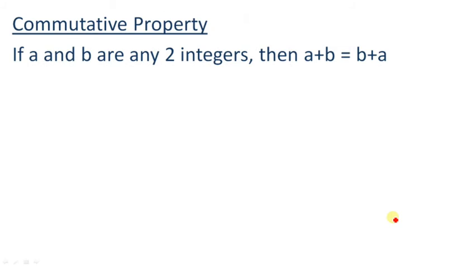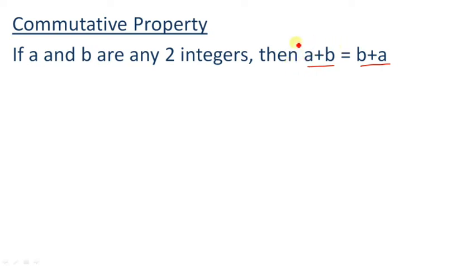Now let's go to the next property, which is known as the commutative property. Okay, let us read. You can see on the screen. What is the commutative property? If a and b are any two integers, then a plus b will be equal to b plus a. It means the value of a plus b will be the same as the value of b plus a.